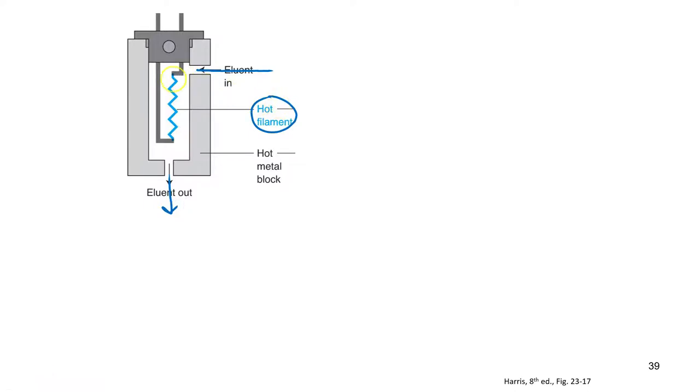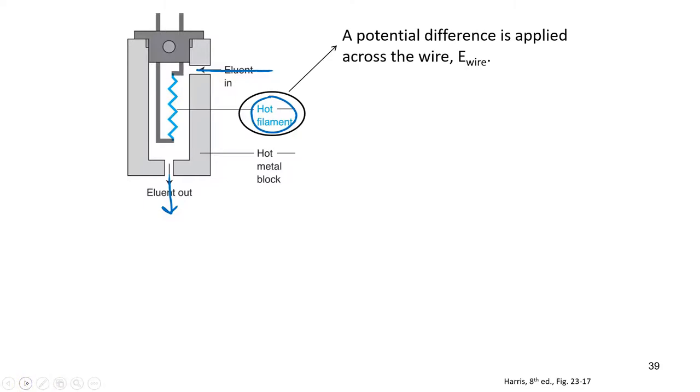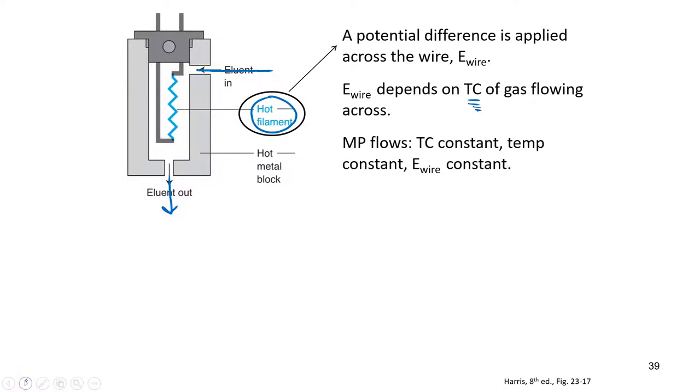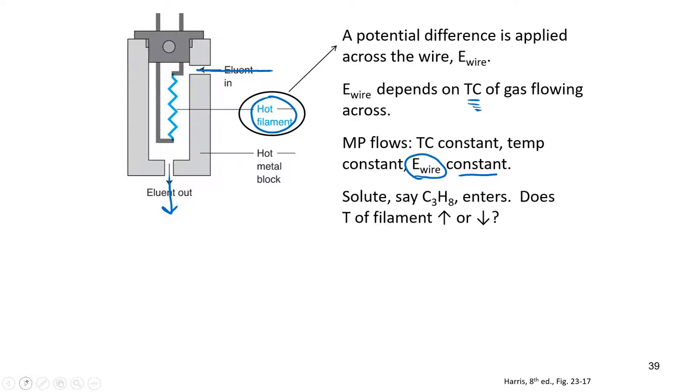And in addition to this wire being hot, a potential difference is applied across that wire. And that potential depends on the thermal conductivity of gas flowing across the wire. So as long as mobile phase, or probably helium, is flowing across, that thermal conductivity is constant, the temperature is constant, and that potential difference is also constant. But as soon as your solute enters, things change.